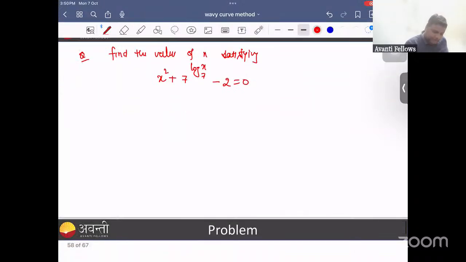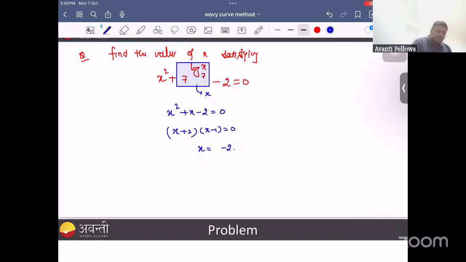Now, see, first of all, one thing to analyze: what is this? 7 to the power log x base 7, this value will be x, isn't it? So it became x square plus x minus 2 equal to 0. If you factorize it, you get (x plus 2)(x minus 1) equals 0. So value of x is minus 2, 1. Now see, since x is the argument of the log, x has to be more than 0. Yes or no? So that means x equals 1, and x equals minus 2 is rejected. Am I correct?